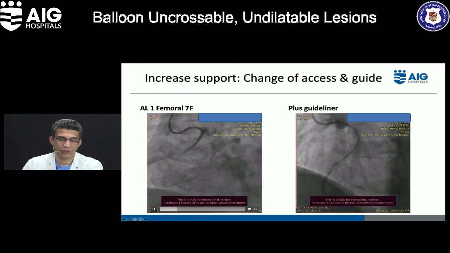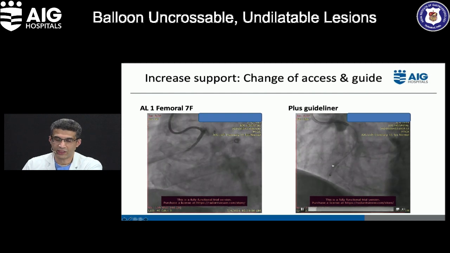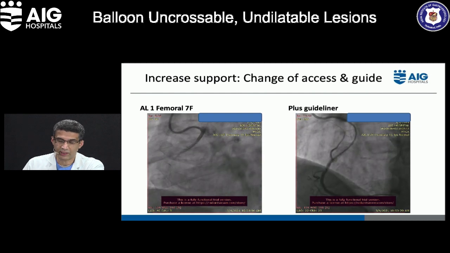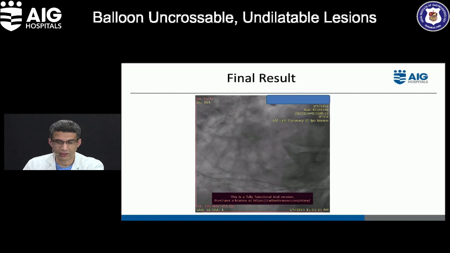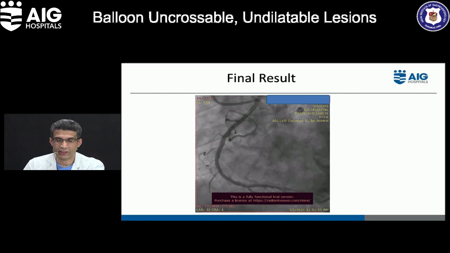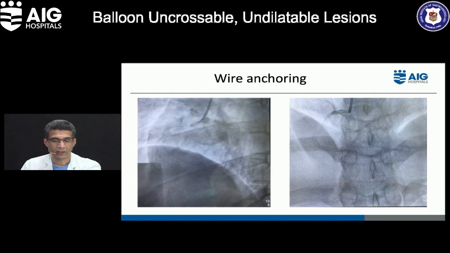Finally, it was changed to a femoral route. So, increase in support by changing to femoral, change in the guide catheter size, 7 French and AL1, and finally using a guide extension through that. So all modalities: change in guide catheter, change in the access site, increase in support, and then finally using guide extension. Everything was used, finally leading to a successful outcome. So you need to be patient and take all the modalities which are at your disposal to increase the support while crossing an uncrossable lesion.